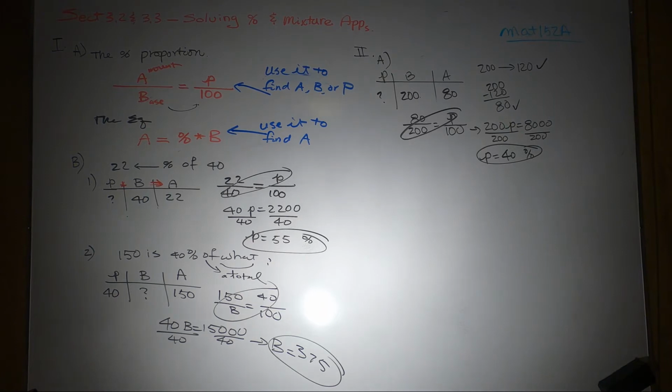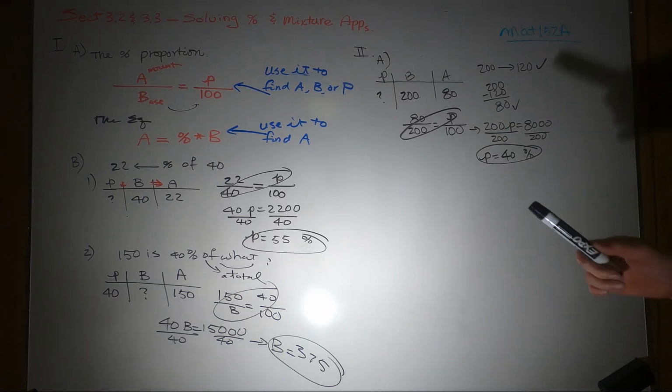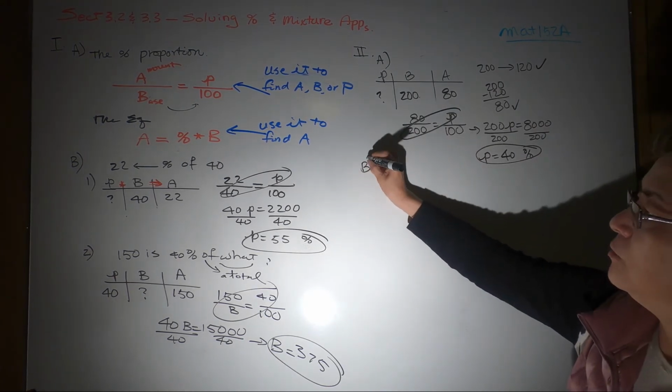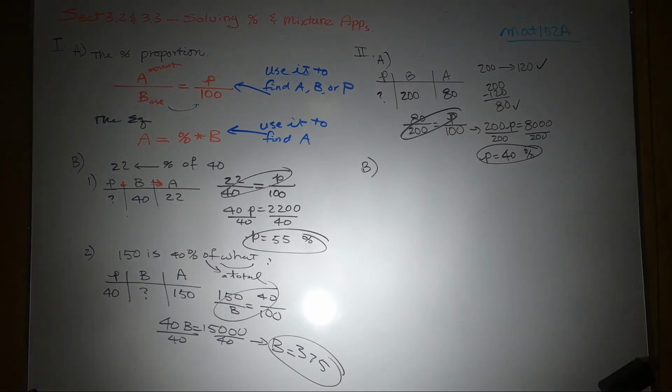Okay, so the question asked would be what? Either find your A or B or P. One of three unknowns. We will give you two of them, then you find the third one.